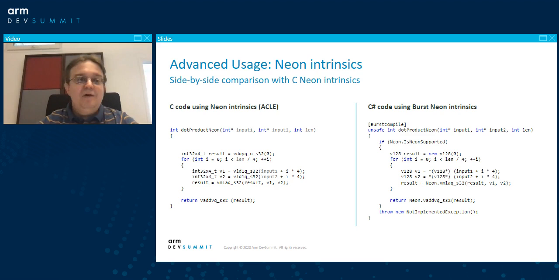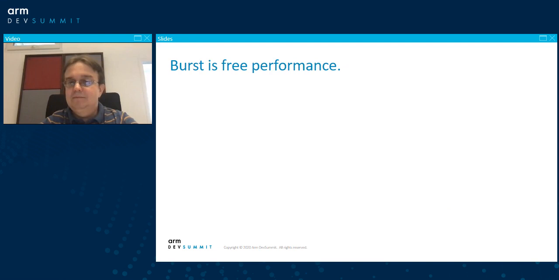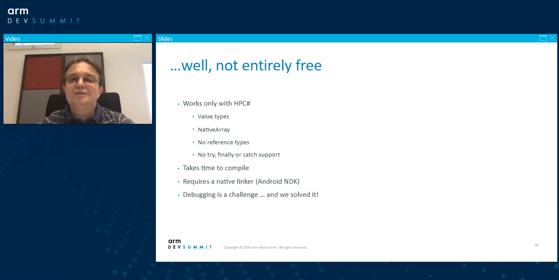And to summarize what you've just seen, Burst is free performance. Like, really? Of course, it has some limitations. So first of all, it works only with a subset of the C# language, which we call HPC#, or high-performance C#. To get rid of the garbage collection, it doesn't support reference types, namely classes. Second, it takes some time to compile, because the more you optimize, the slower your compile times.